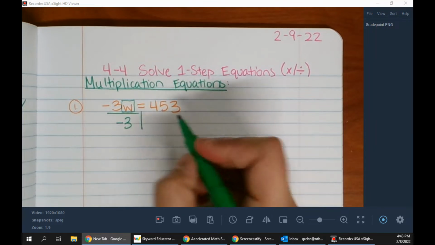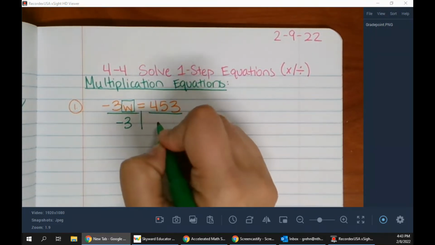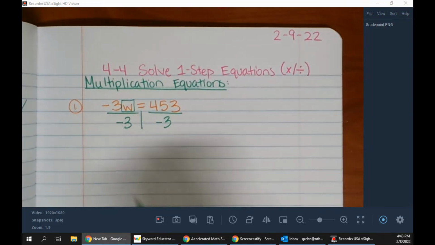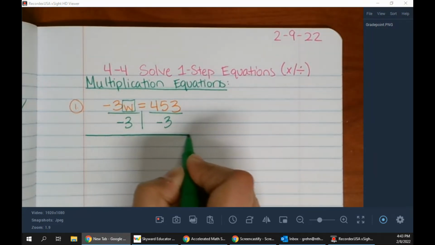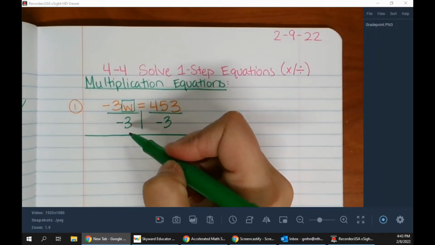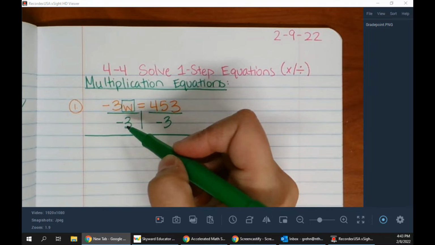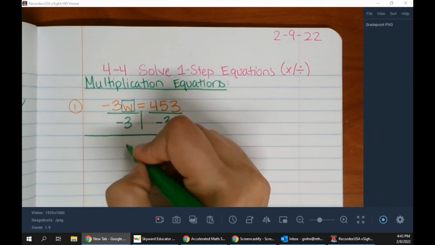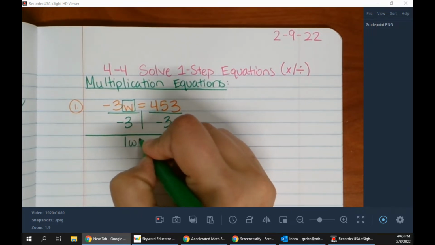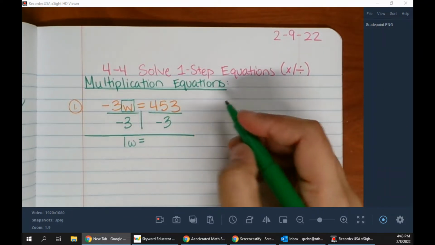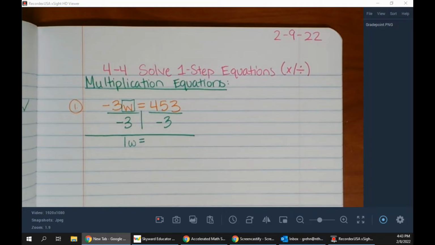Now, for this equation to stay balanced, whatever I do to one side, I have to do to the other. So I'm also going to show dividing the other side by negative 3. Okay, so on the left side here, if I have negative 3 divided by negative 3, well, that's the same as just 1. And then I can bring down my w. And then over here, you can work out the division. So go ahead, work it out. 453 divided by negative 3. And you can pause the video and then press play when you are ready.